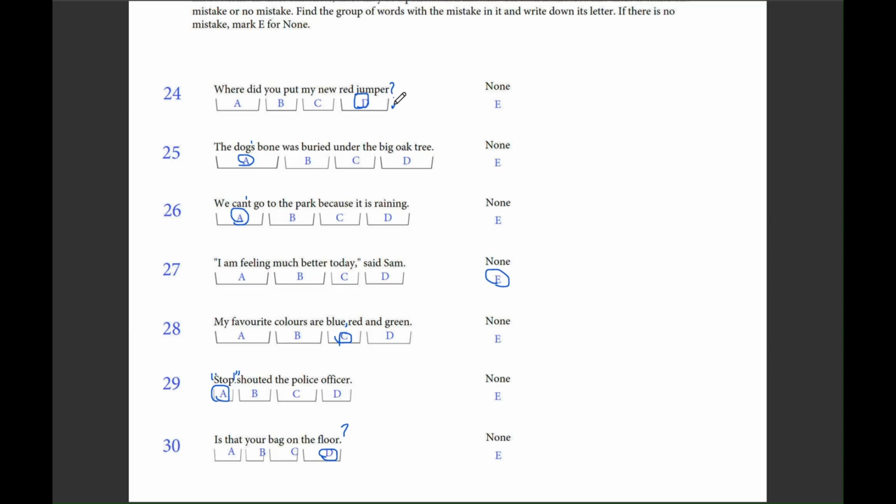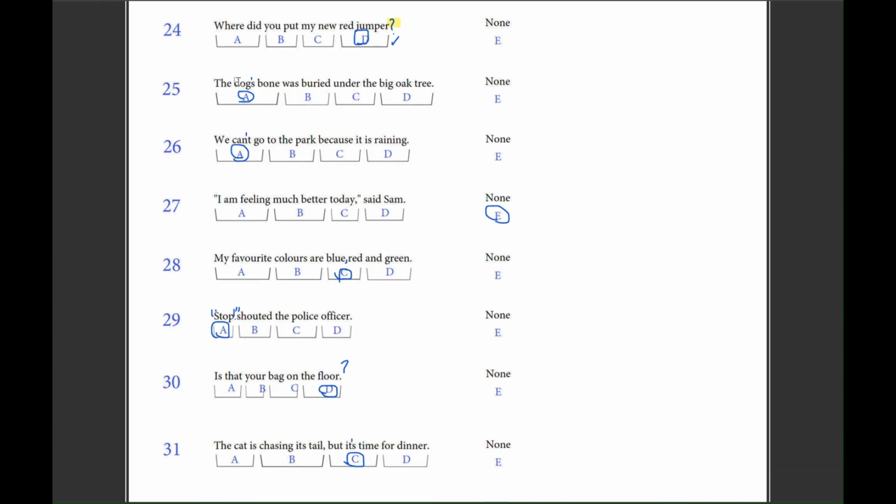Considering why not tells us that E isn't correct because there is a missing question mark. The answer is D, jumper. The explanation makes it clear that the end punctuation is wrong. It must end with a question mark since it is a direct question.